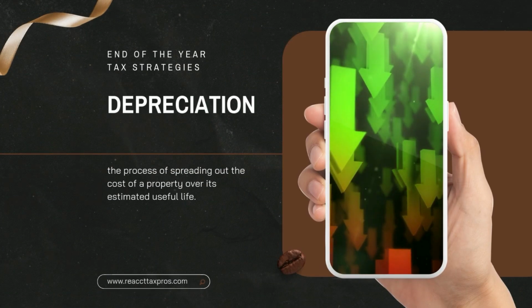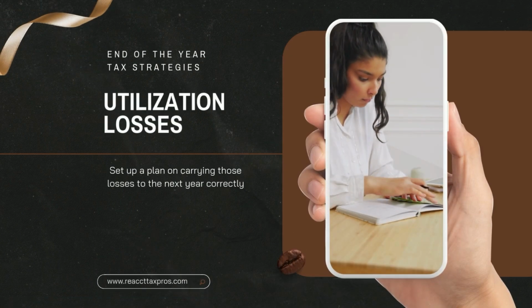The second strategy is depreciation. I want my investors to comb through their portfolio property by property to make sure that they are in fact taking depreciation and that the depreciation they are taking is correct. Number 3, utilize losses. I want my investors to utilize all of their losses, whether they can offset them against other non-passive income or passive income, depending on how they're set up, or simply to make sure that they're carrying those losses to the next year correctly.